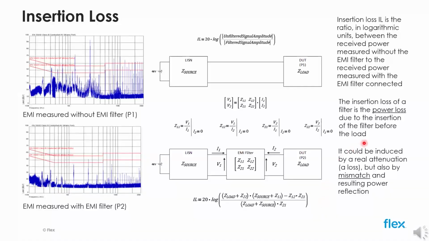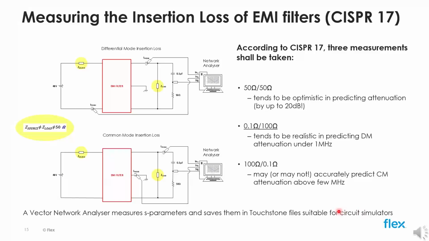Important things to note are insertion loss is the power loss due to insertion of the filter before the load, and it could be induced by attenuation, but also by impedance mismatch. Maximizing mismatch between different stages of a multi-stage filter is a common design objective. Insertion loss measurement is defined in the CISPR 17 standard.